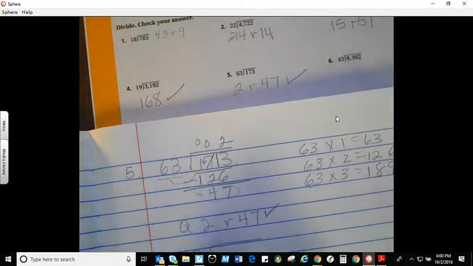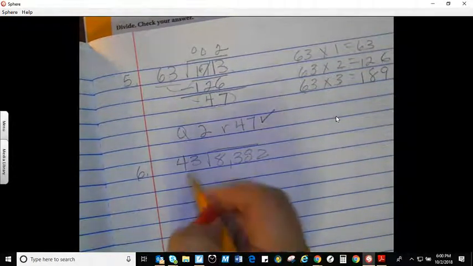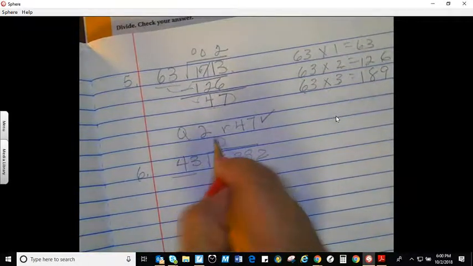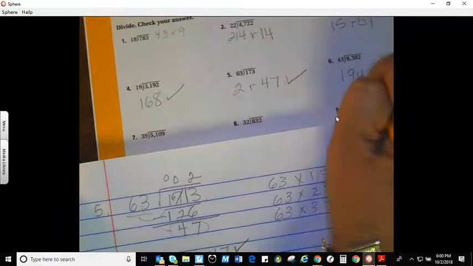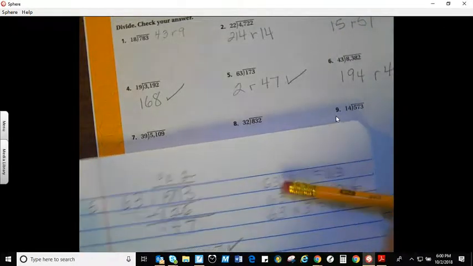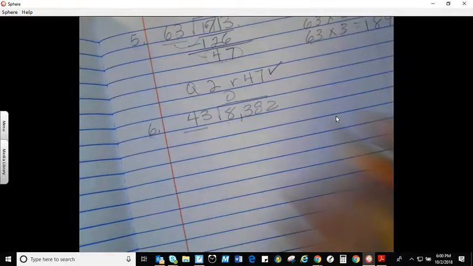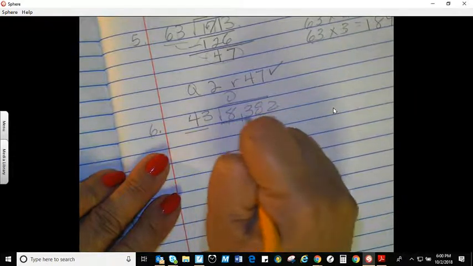43 goes into 8,382. 43 cannot go into 8, and we said, let me make sure, the answer was 194 with a remainder of 40. And let's prove that our answer is correct. It's 194 with a remainder of 40. So 43 can go into 83. Well, we said it was going to be a 100.